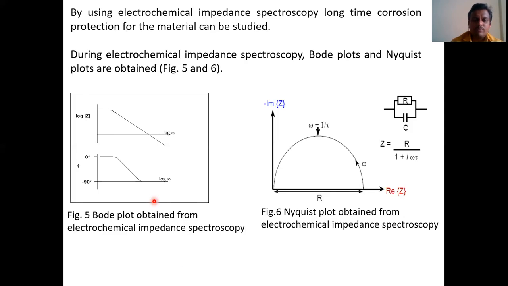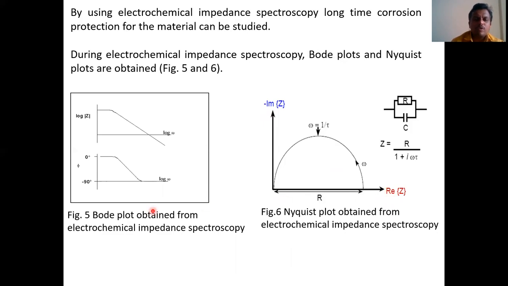One, you are getting the Bode plot. Second one is the Nyquist plot. From this Bode plot, you get impedance versus frequency on a log scale. And in the Nyquist plot, it is real impedance versus imaginary impedance.